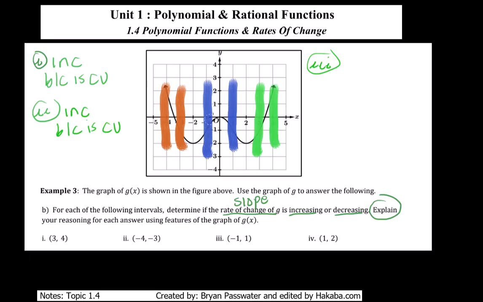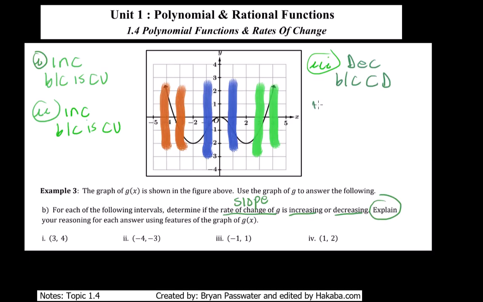We can see the graph is concave down between these 2 values, -1 and 1. That's what we determined in the earlier question. So this is concave down. But if it's concave down, then the rate of change, or the slope, is decreasing, because the graph is concave down. You can see clearly it's concave down. The others were concave up.